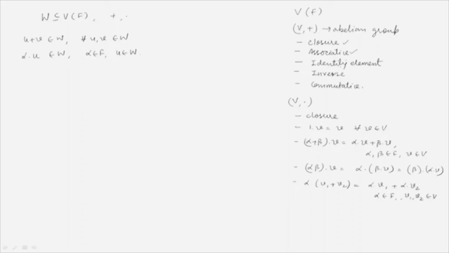Now, the commutativity property holds because this property holds for every u, v in V. So, it will hold for a subset also, because the elements of W are nothing but elements of V, and V holds the commutative property for every u, v in V. So it will hold for a subset also. So we can say that W with respect to plus is an abelian group.